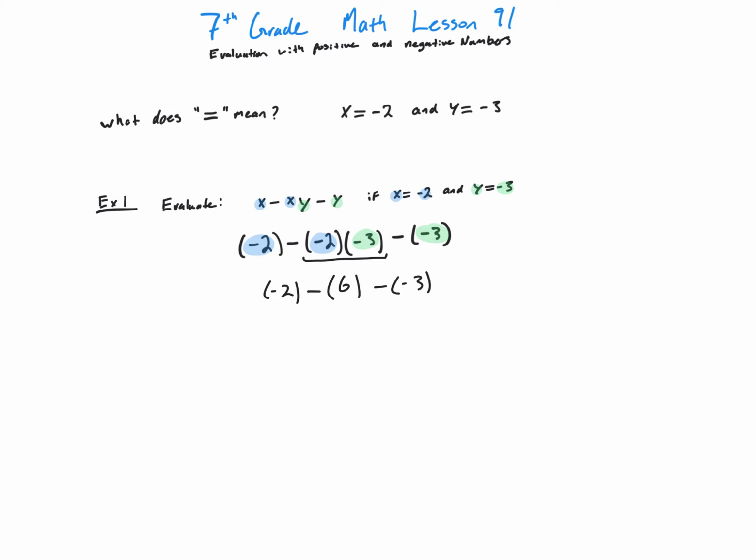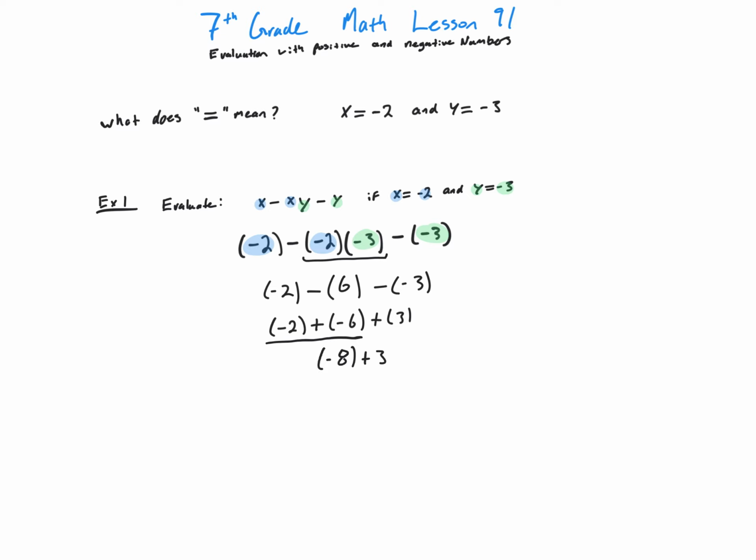Let's see if we can change my negative signs to addition. So this is going to be -2. Instead of subtracting a 6, I'm going to add the opposite of 6. And instead of subtracting -3, I'm going to add the opposite of -3, which is 3. I could add any two of these first, but I'm going to add these two first. Those two have the same sign, so I'm just going to add them together. 2 plus 6 is going to be 8. I'm going to keep that same sign, which is -8.